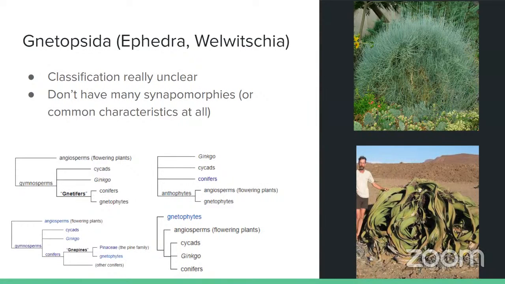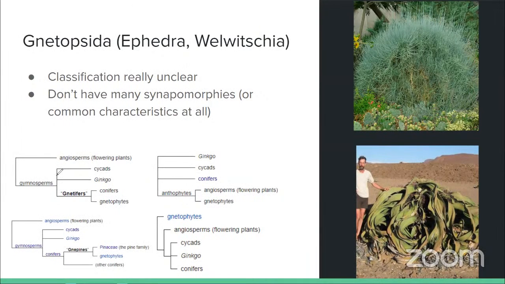This group doesn't have many synapomorphies, so they have hardly any common characteristics that link them together other than their genetics. So here we see some different theories about how they're related to each other. The one that we saw on the previous slide, I think, is this one. This is called the Gymnosperm hypothesis, which has gymnosperms separating from angiosperms as a group, then the cycads and the ginkgo doing their own thing, and then the conifers and the gnetophytes as sister groups.